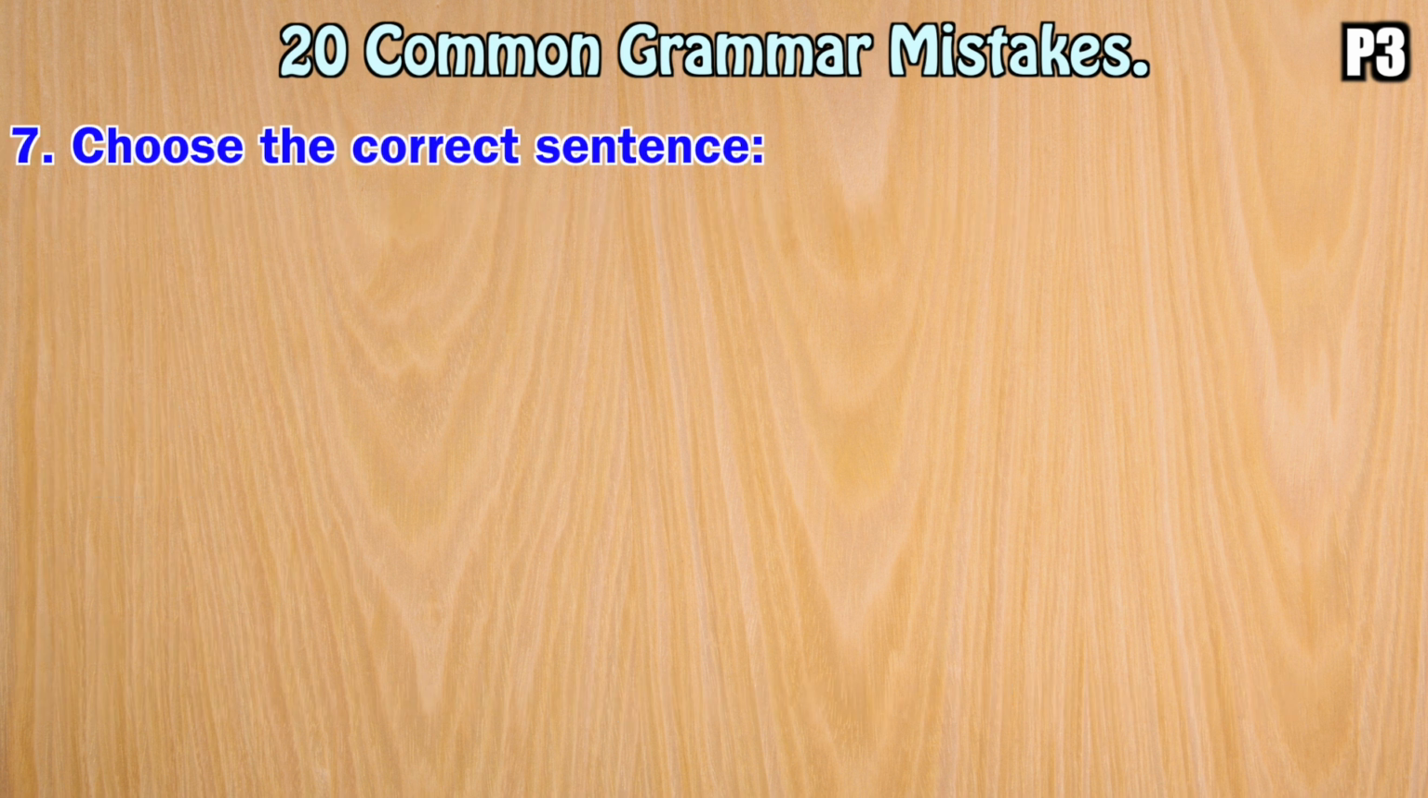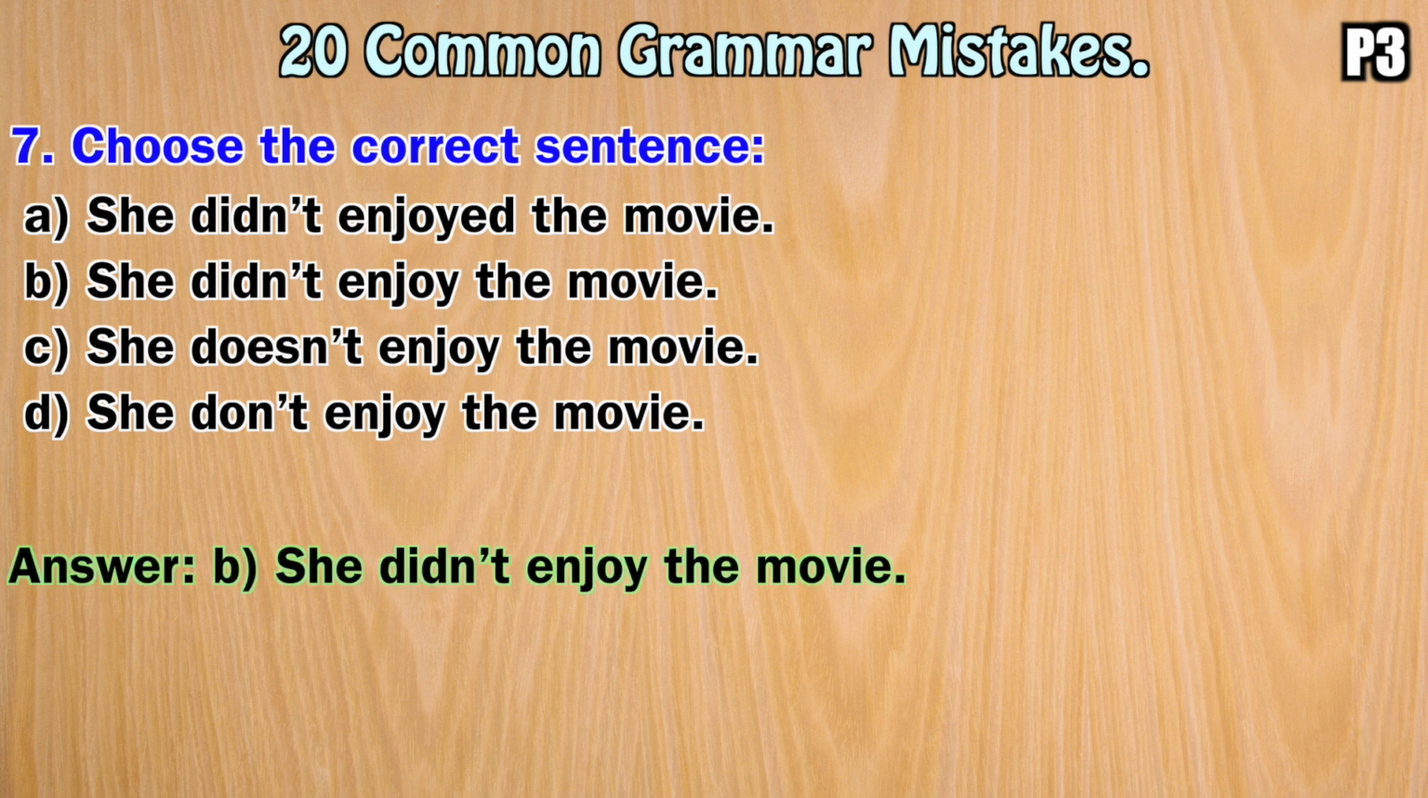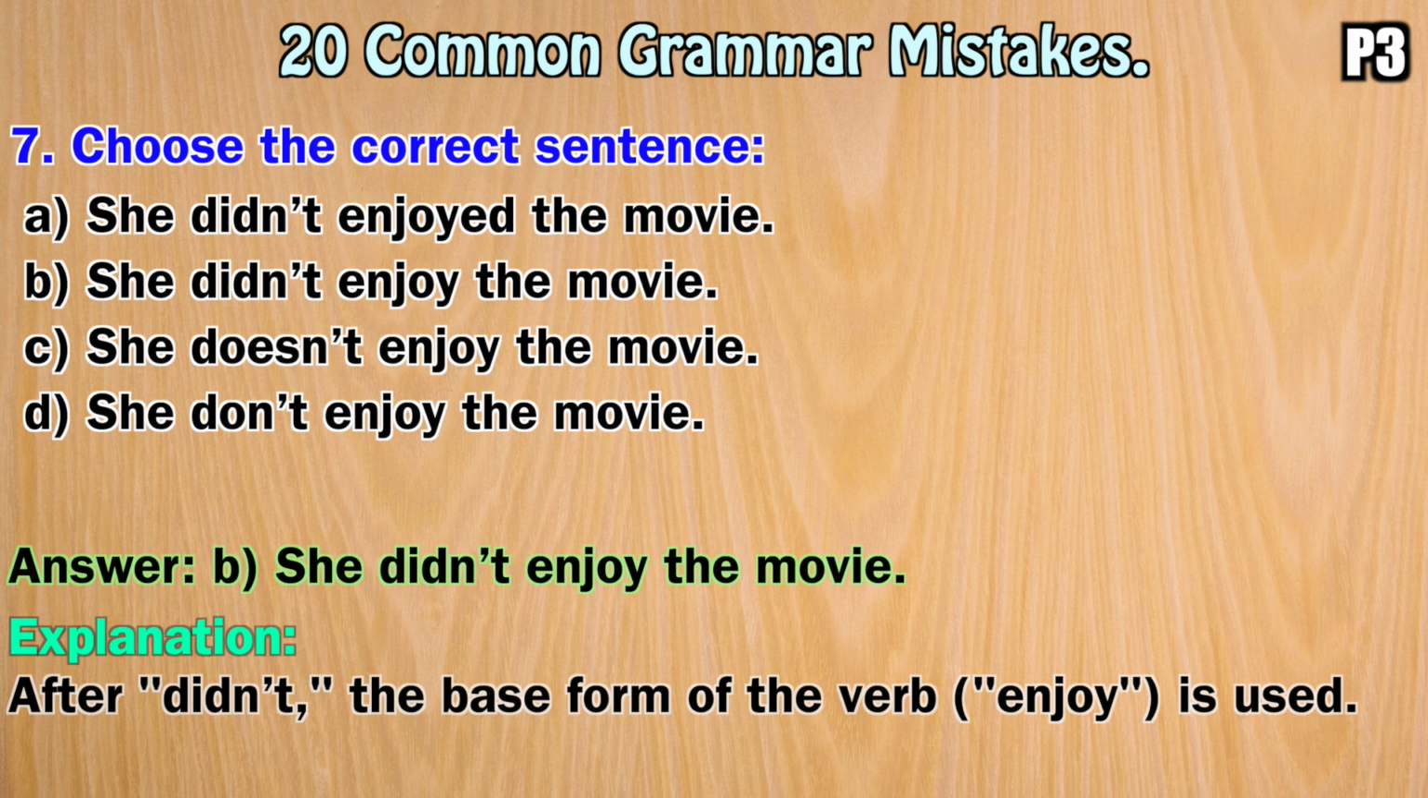7. Choose the correct sentence. A. She didn't enjoy the movie. B. She didn't enjoy the movie. C. She doesn't enjoy the movie. D. She don't enjoy the movie. Answer. B. She didn't enjoy the movie. Explanation. After didn't, the base form of the verb, enjoy, is used.